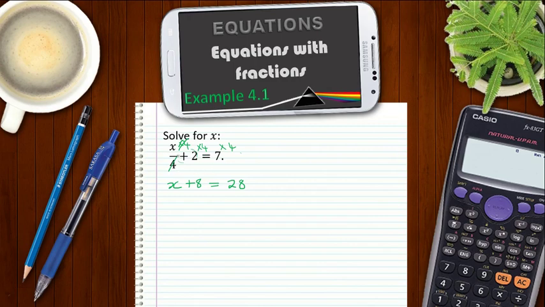So it's your choice, if you get a sum like this, what you want to do first. In this case, we just take the 8 over, so this is then equal to 28 minus 8, which gives us x equal to 20.